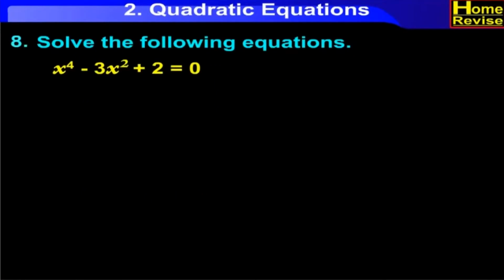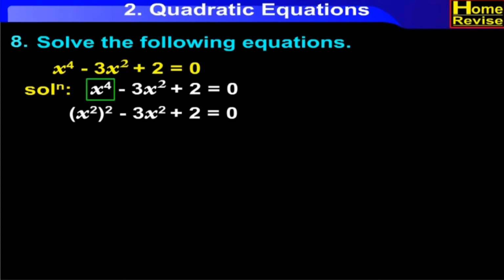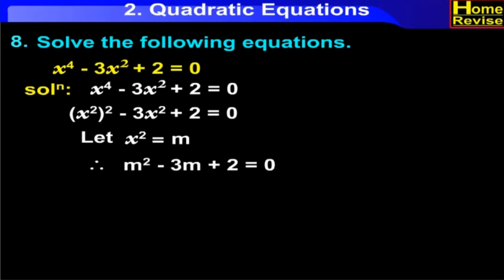x raised to 4 minus 3x square plus 2 is equal to 0. Solution. The given equation is x raised to 4 minus 3x square plus 2 is equal to 0. Let x square be equal to m. Therefore, m square minus 3m plus 2 is equal to 0. Splitting the middle term, we get m square minus 2m minus m plus 2 is equal to 0.